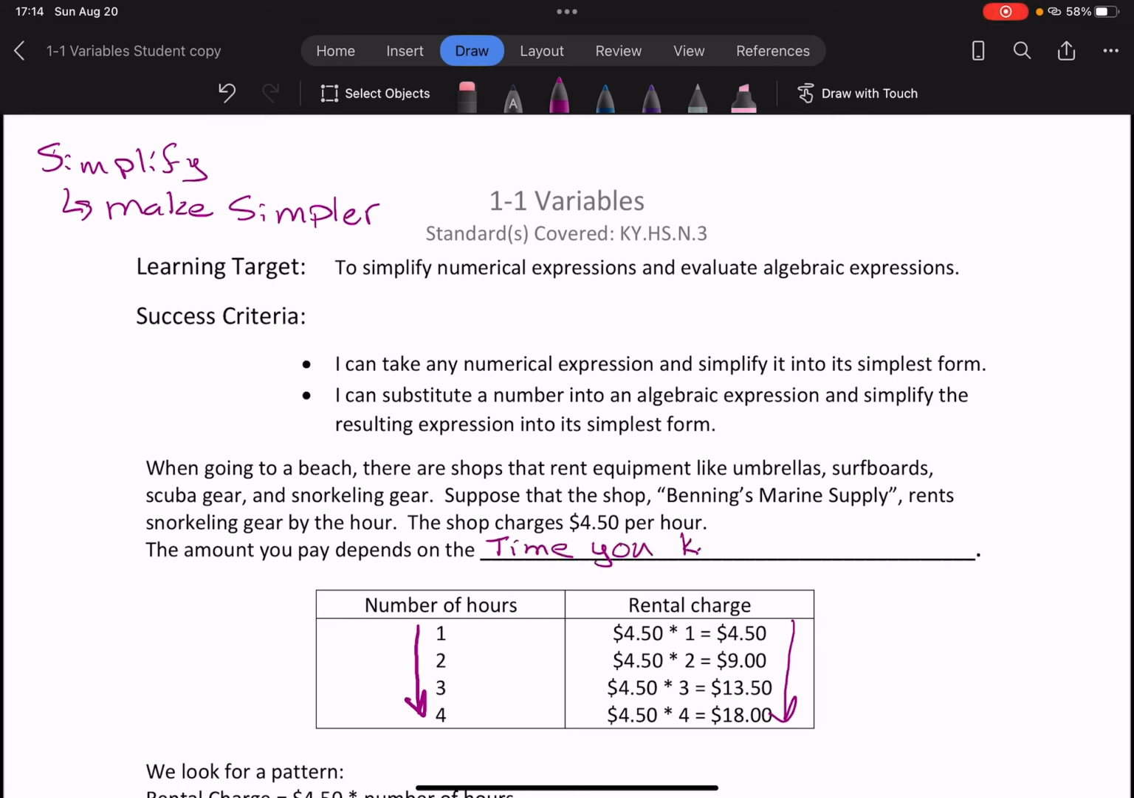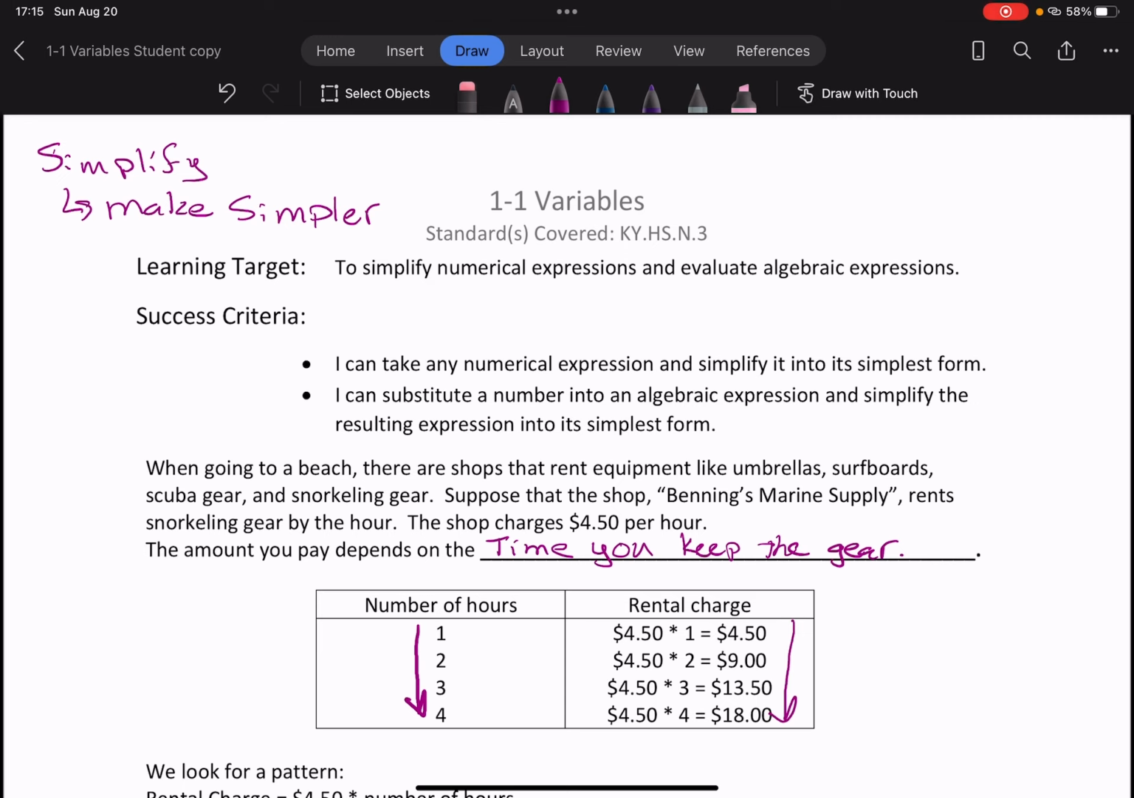you keep the gear. And that makes sense because, even when we go to the store, if I buy 3 bags of potato chips, I'm going to spend more than I would if I bought 2 bags of the same kind. That makes sense. Same thing here. The longer I keep the gear, the more you're going to be charged for it.